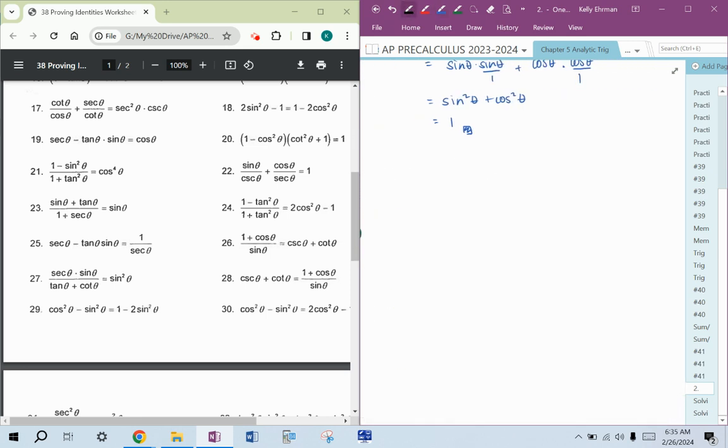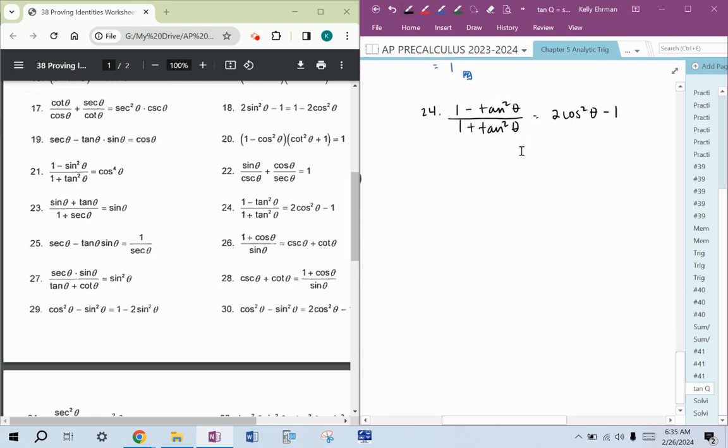All right, number 24. 1 minus tangent squared theta over 1 plus tangent squared theta. This one seems familiar. Equals 2 cosine squared theta minus 1. If we didn't have the same exact one, we've definitely seen this fraction before. Okay, so what have we done in the past?